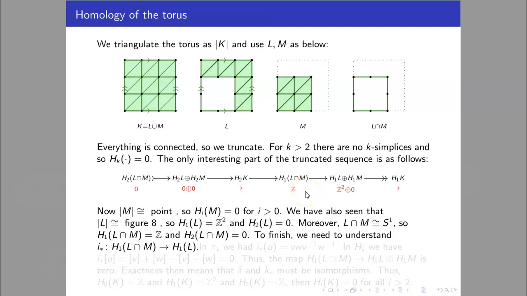So now, to get any further, we know quite a lot about what's going on, but we still need to understand what actually is this map here. This map consists of i star and minus j star. So i star goes from Z to Z squared, and j star goes from Z to 0, so j star is not doing anything. The only thing we really care about is i star, which goes from Z to Z squared.